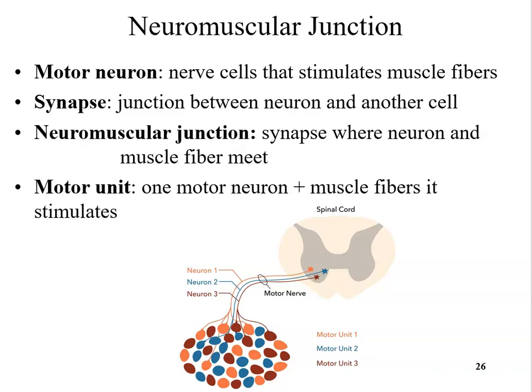Skeletal muscle cells cannot stimulate themselves. To be stimulated or excited, they must be signaled by neurons, specifically motor neurons, which are neurons or nerve cells that stimulate muscle cells or fibers. This occurs at an area called the neuromuscular junction.